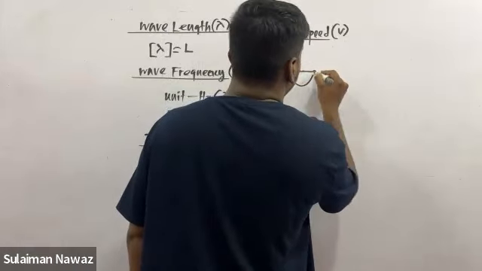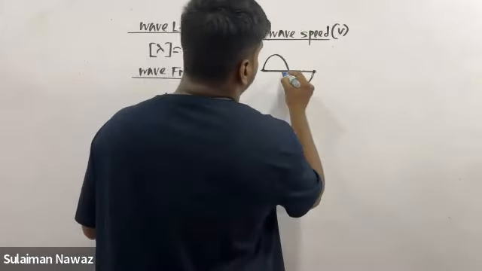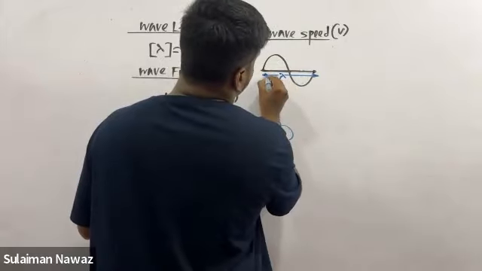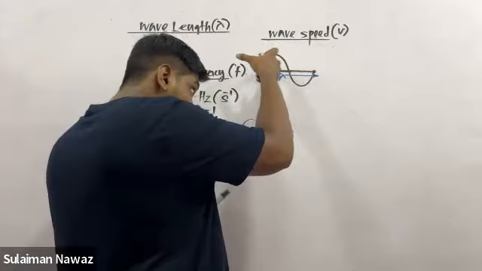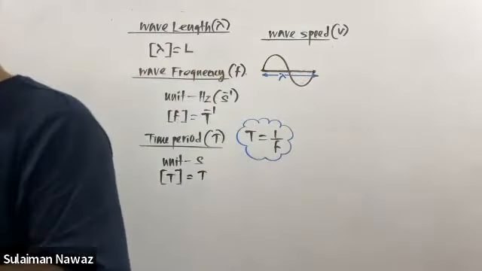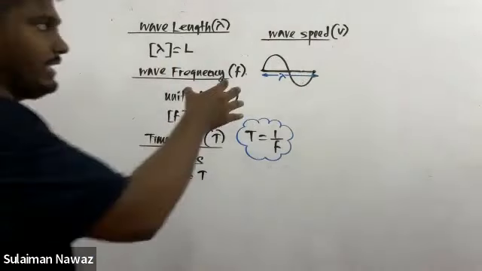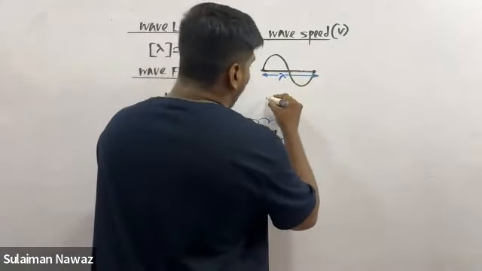This is what we call one cycle. This is lambda. One cycle. When one cycle completes, the distance traveled is lambda. Right? The number of cycles formed by the wave within 1 second. Now, it is mentioned the number of cycles formed.